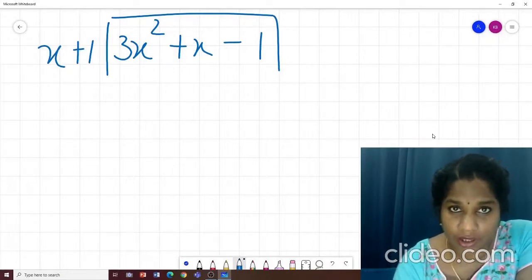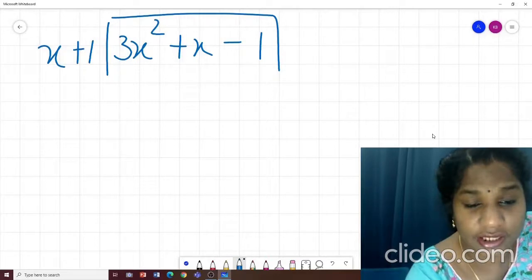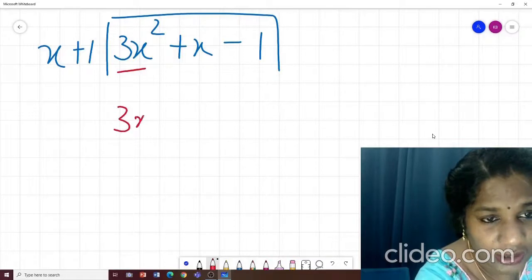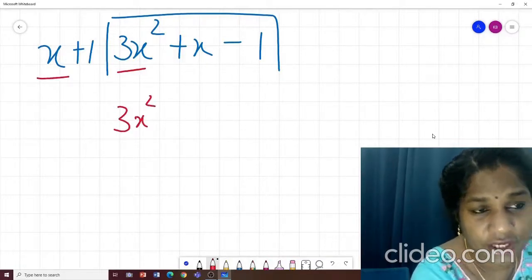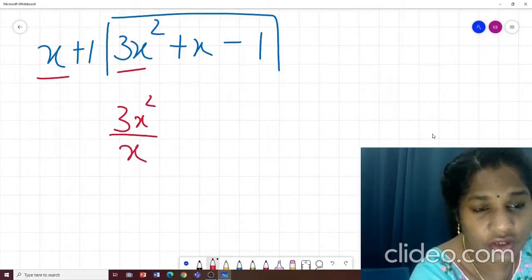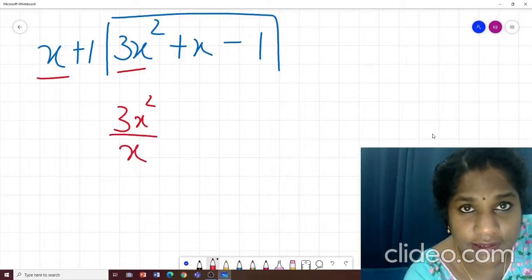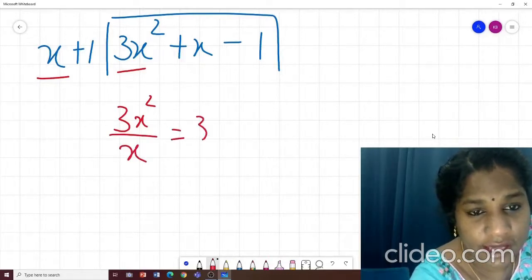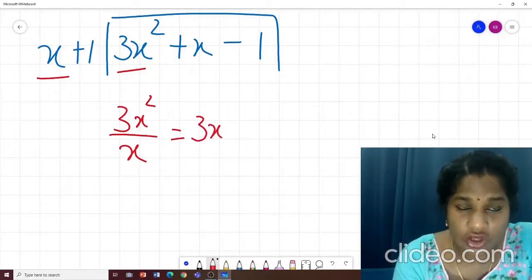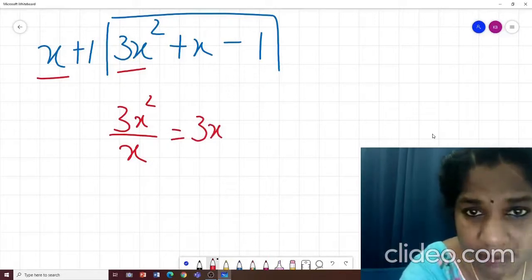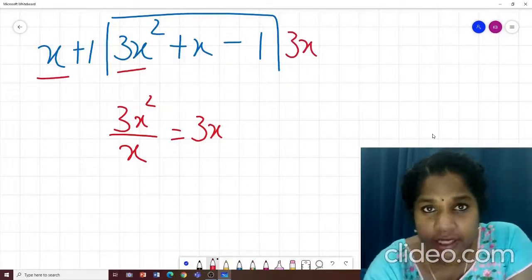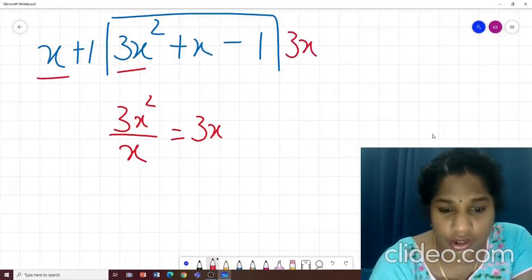In one step, what happens? I have to take the first term, 3x square, and I will divide it by the first term of the divisor. I am going to divide it. So what will I get? Yes, I will get 3x. Is that correct? I will get 3x. So what I can do? I will make 3x as my quotient. Okay, 3x becomes my quotient.